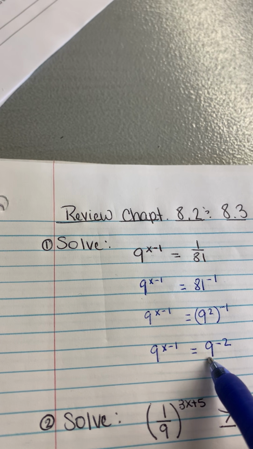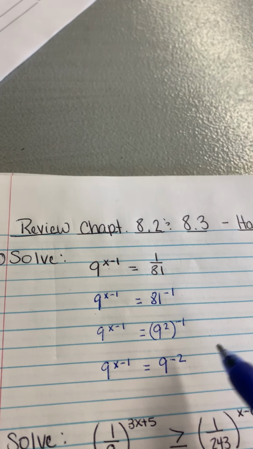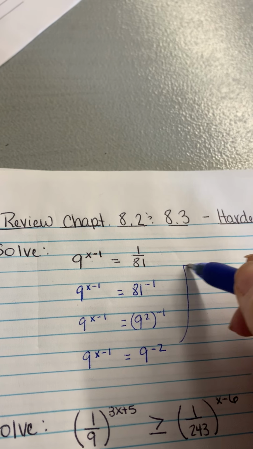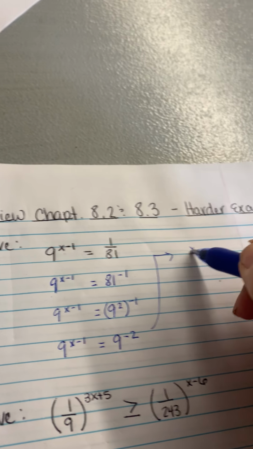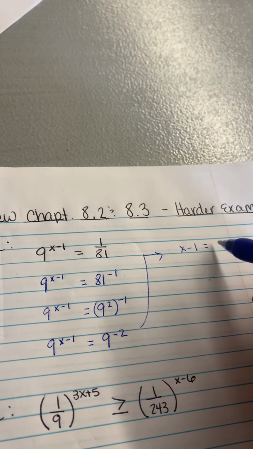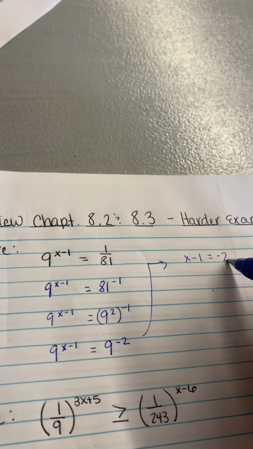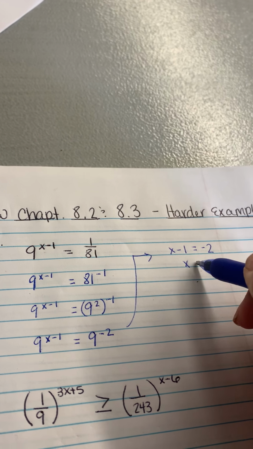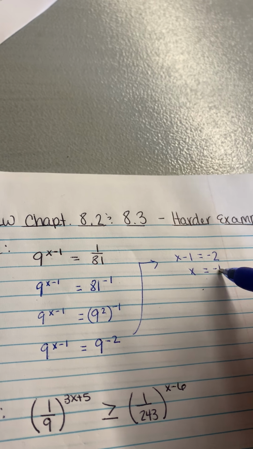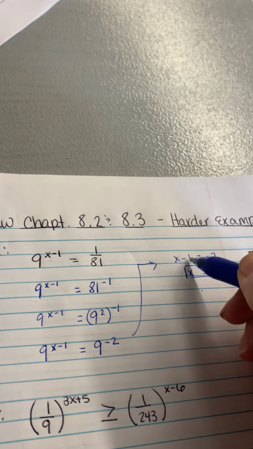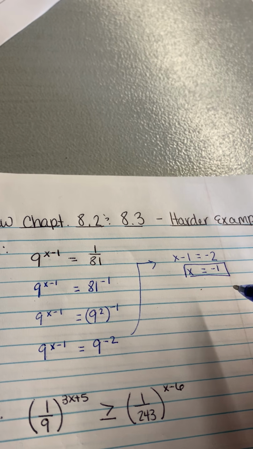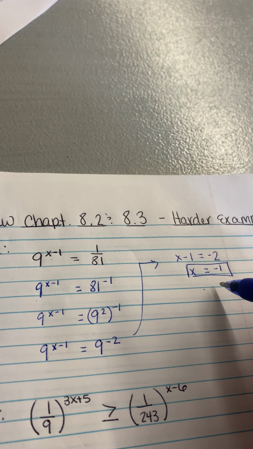I have the same bases, so I'm going to drop my bases. So I have x minus 1 equals -2. I'm solving for x, so x equals -1, because when I bring -1 over, the sign changes. There's my answer to number 1.